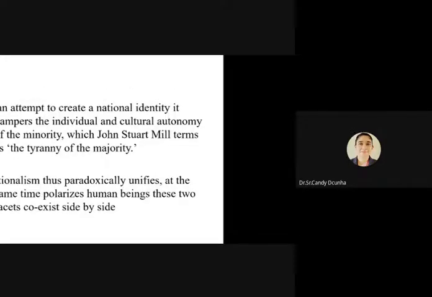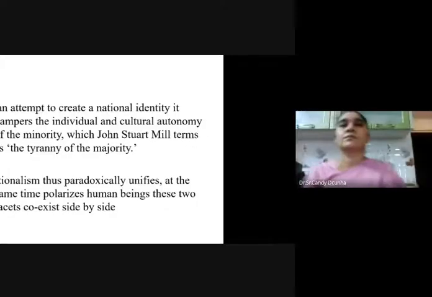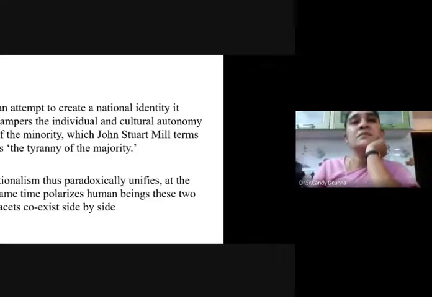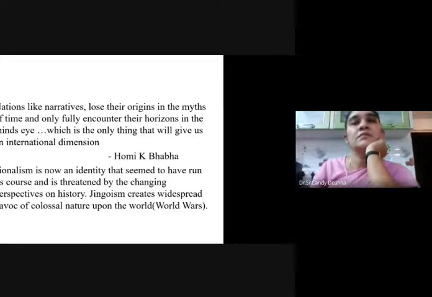And the other aspect of it is where the majority has its command. John Stuart Mill calls it the tyranny of the majority. So nationalism is paradoxically something which unifies and at the same time polarizes. That is the tricky part that I mentioned earlier. It connects all of us together, the Malayali who is from Kerala, or the Punjabi who is from there, we all are connected, but at the same time there is an idea of segregation at work or at play.